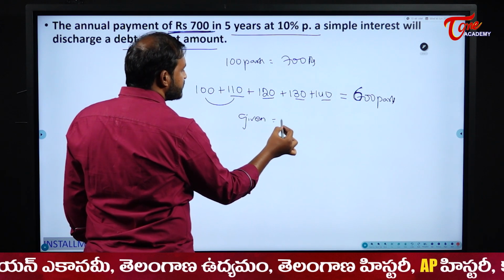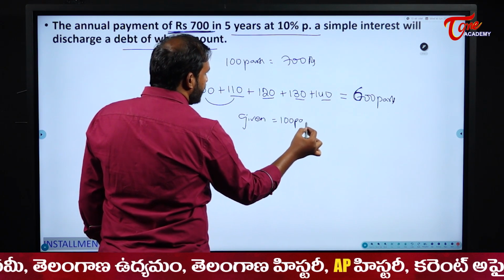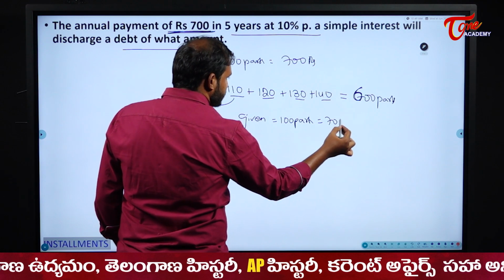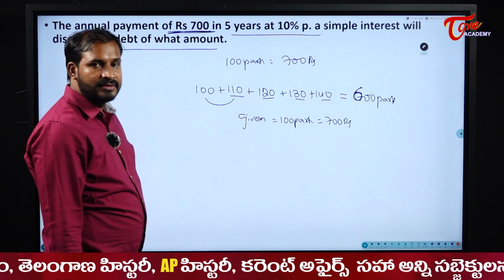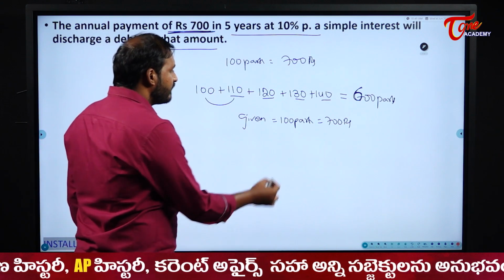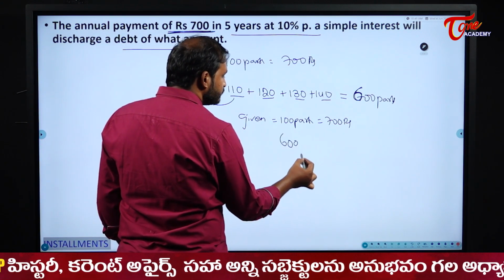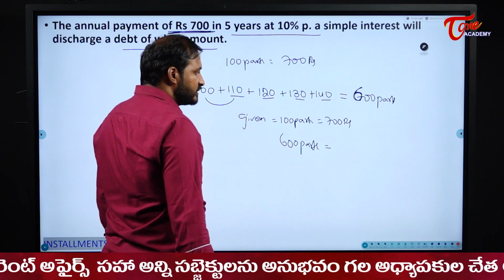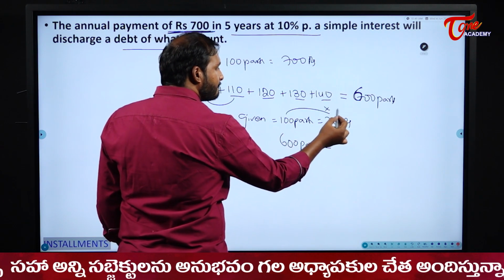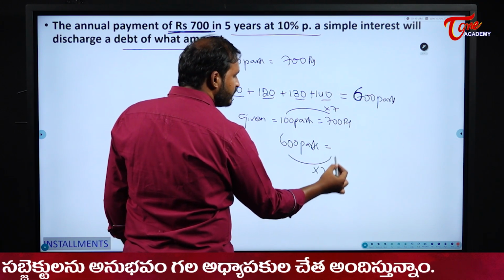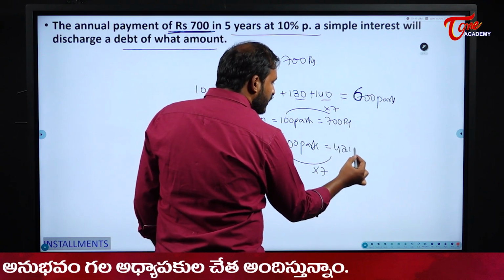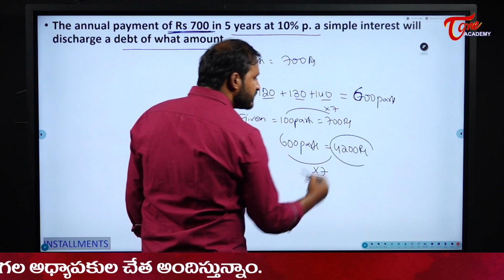Given the yearly installment, what is it? 100 parts. 100 parts is equal to what? 700 rupees. Then what will be 600 parts? Tell me. 600 parts into 7, right? So, 600 into 7, what does it become? 4200 rupees. That means the debt here is how much?